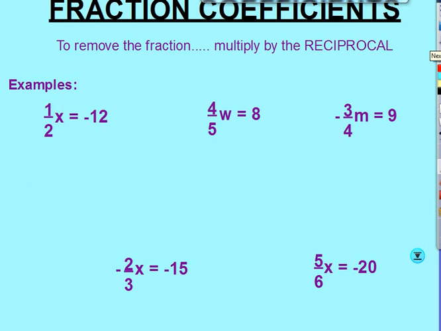The next type of problem I want to look at is what to do when we have fraction coefficients. Fraction coefficients are when you have a fraction in front of your variable. The fraction is being multiplied by the variable. We do not divide fractions, we multiply by their reciprocal. The reciprocal is the flip of a fraction.